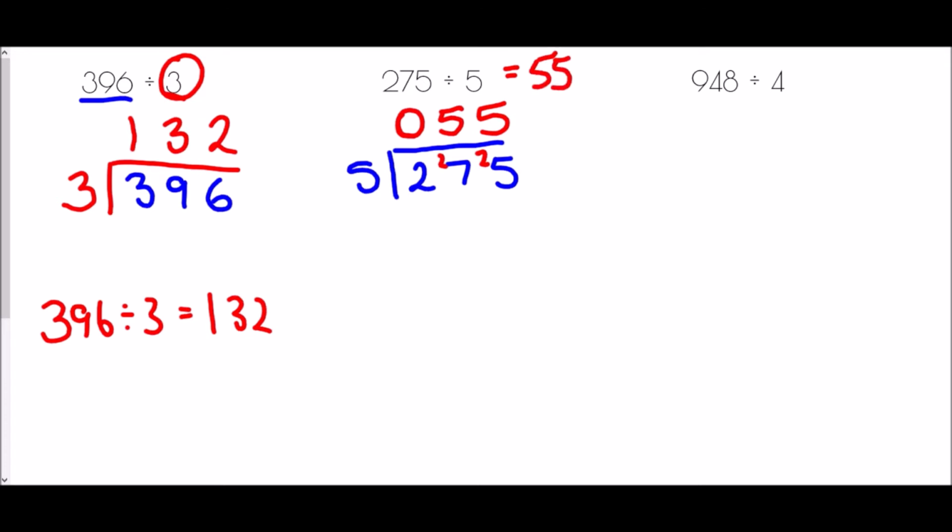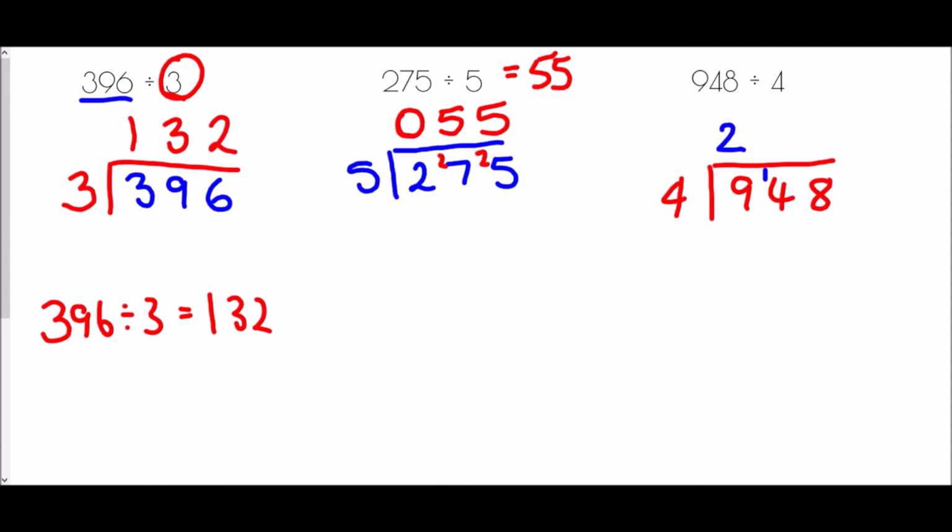Lastly, 948 divided by 4. So again, I want to draw my bus stop. I want 948 underneath, but I'm going to divide it by 4, so that goes in front. And the question is, how many times does 4 go into 9? Well, 4 goes into 9 twice to make 8, that leaves us with 1 left over, and so we carry that 1 across. We're now asking, how many times does 4 go into 14?